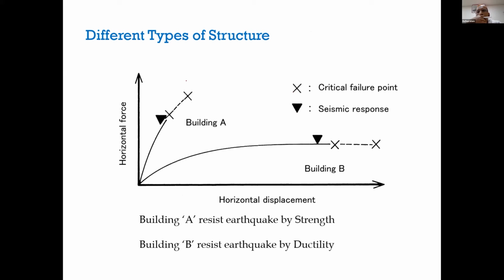And if a structure is very ductile, that is all the columns are ductile, then its load deflection diagram is like this, and this is its capacity. And if the building is very rigid, then its load deflection curve is like this. Strength is very high, ductility is less, and its capacity is like this. And these are two buildings, say A and B. One resists earthquake by strength, and the other resists earthquake by ductility.